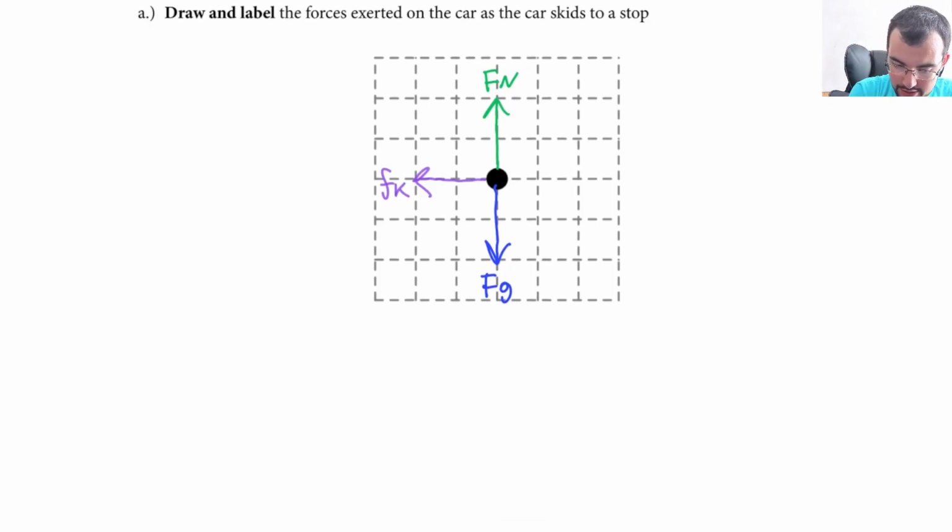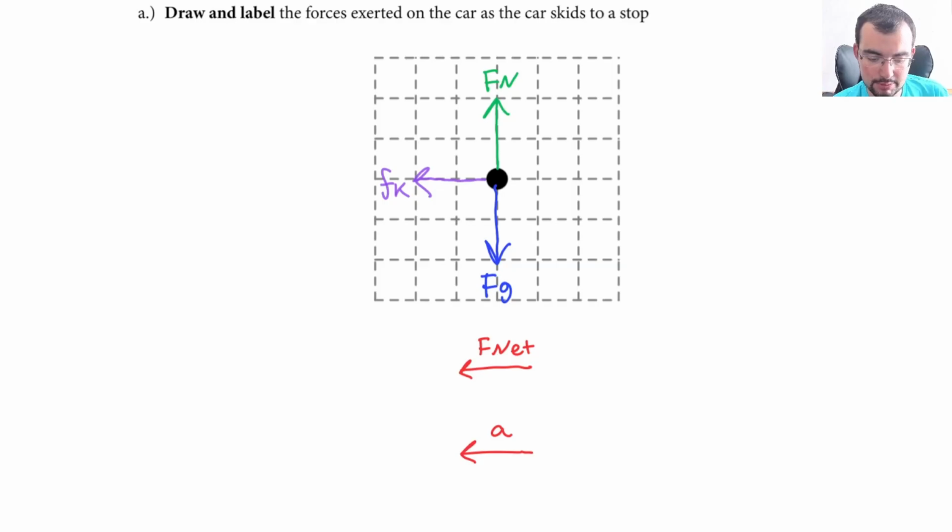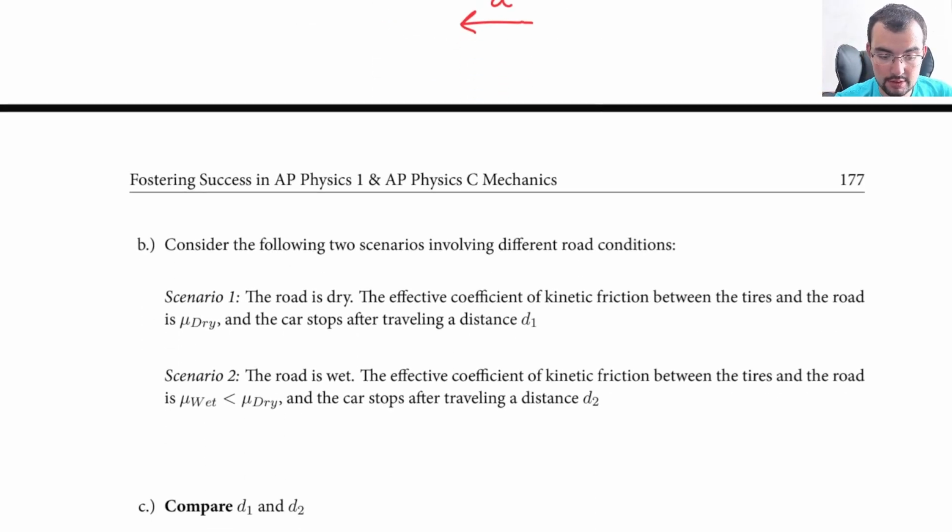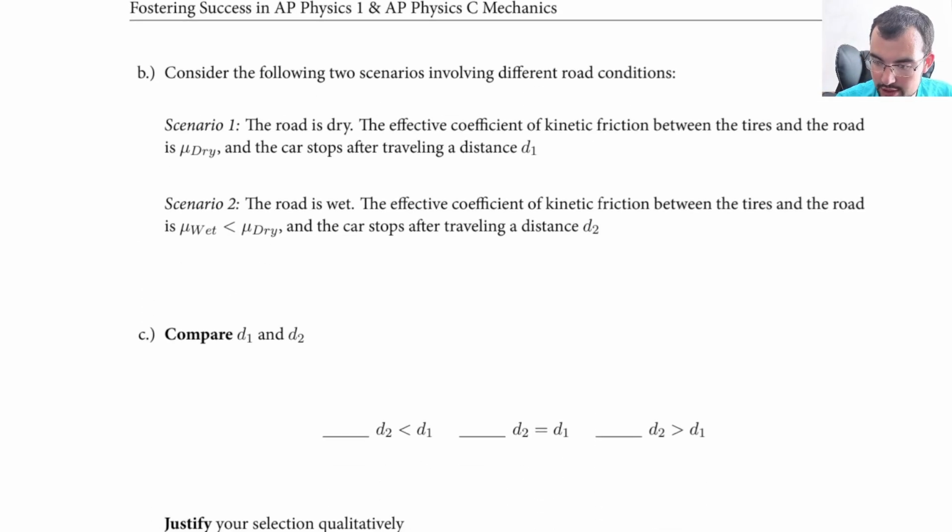So we see that F net is to the left, which means that the acceleration is to the left, which makes sense because the acceleration will be fighting the velocity. So we have two scenarios. We have dry road, where there's a kinetic friction coefficient mu dry, and there is a wet road with a lower kinetic friction coefficient, right? Because wet roads are slipperier, so there's less sticking to the ground.